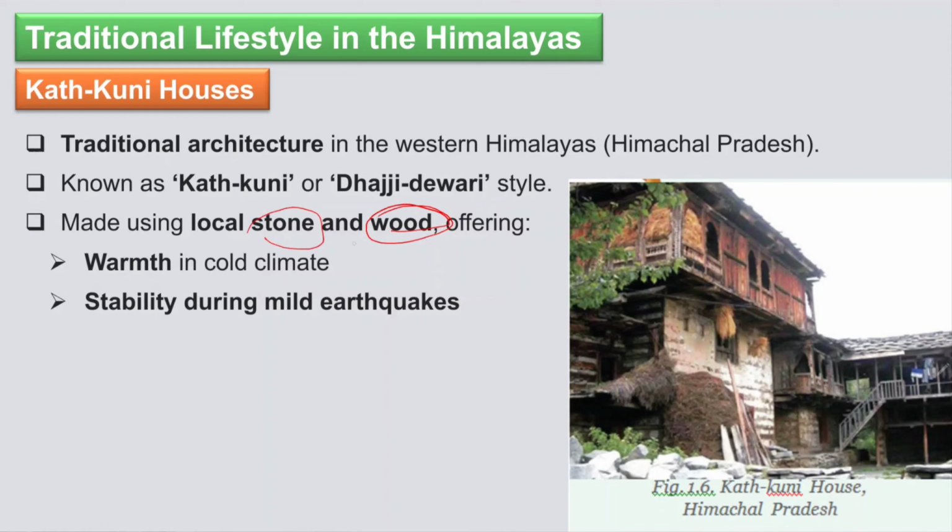And why is wood being used? Because it makes the house warm. As it is very cold in this area, you will not find summer, isn't it? Even if you do find summer, it will be for a very short duration of time. And mostly it used to be cold. So in order to keep themselves warm, okay, they used to make houses in this way and using wood, all right. And these are also stable during mild earthquakes.